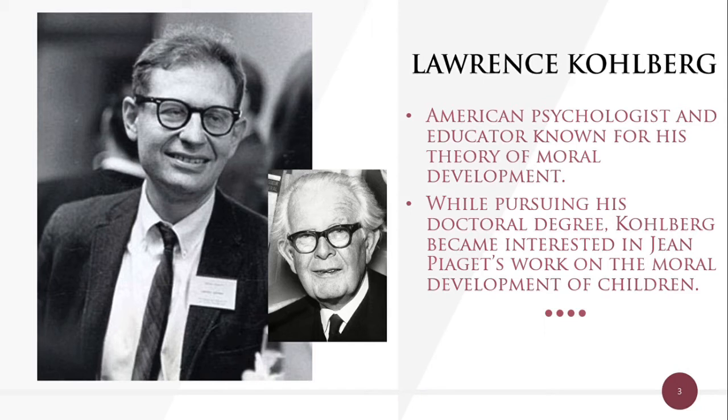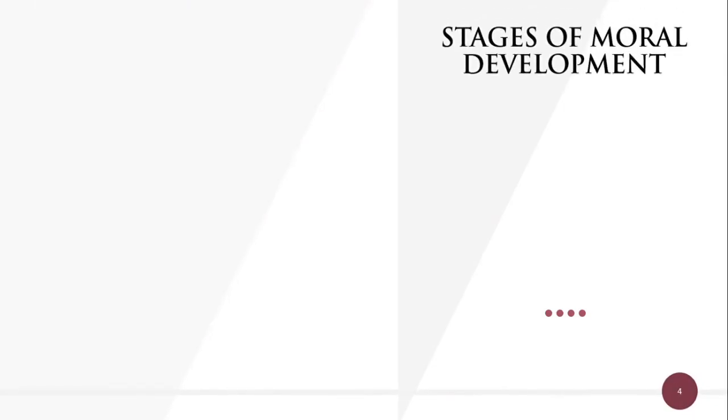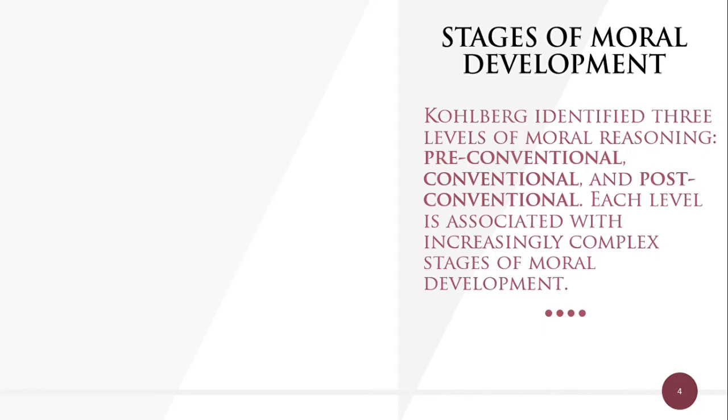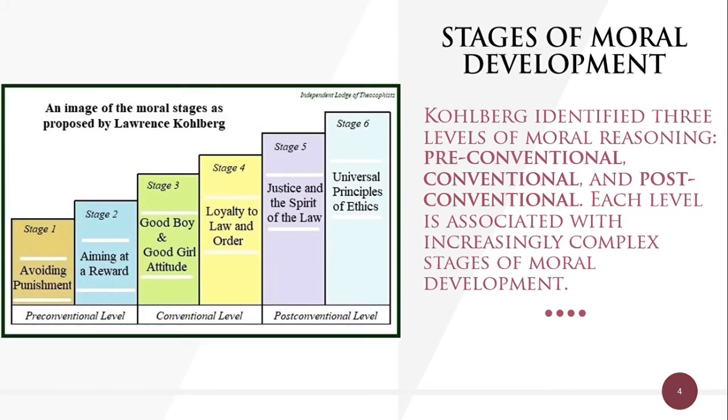Based on the children's answers to the moral dilemma he presented, he was able to formulate the theory on moral development. The stages of moral development have been presented in this kind of chart. These are the different stages and levels in moral development. Kohlberg was able to identify three levels of moral reasoning: the pre-conventional, the conventional, and the post-conventional. Each level is associated with increasingly complex stages of moral development.